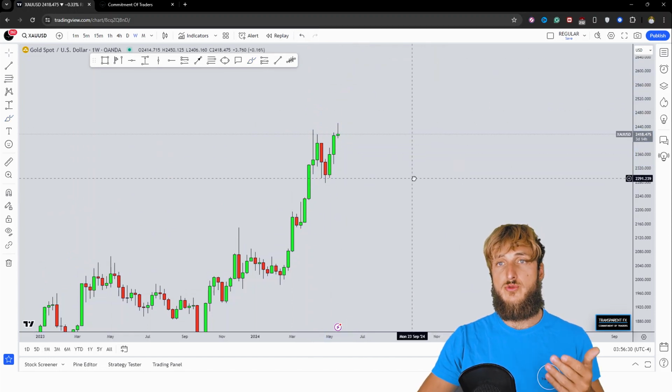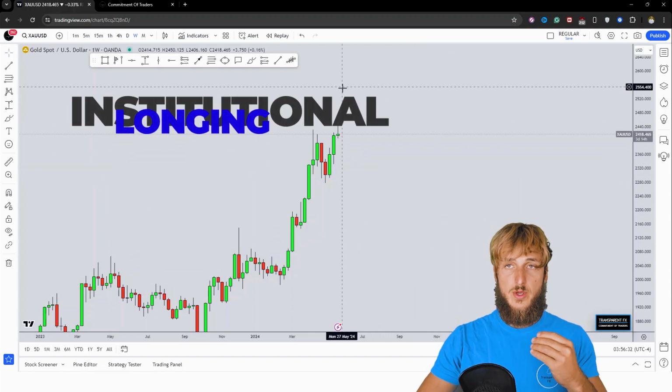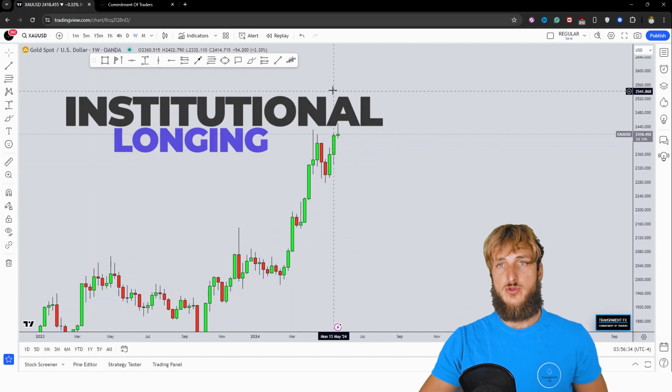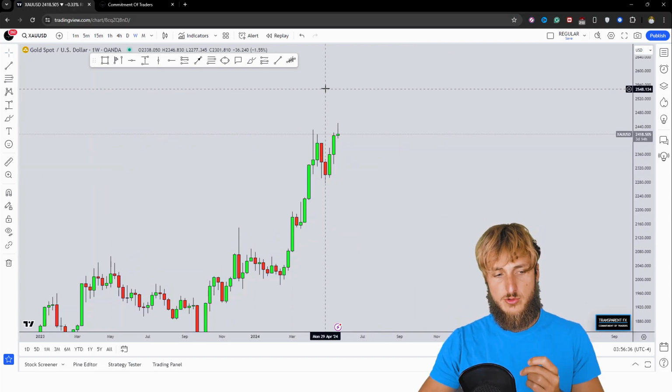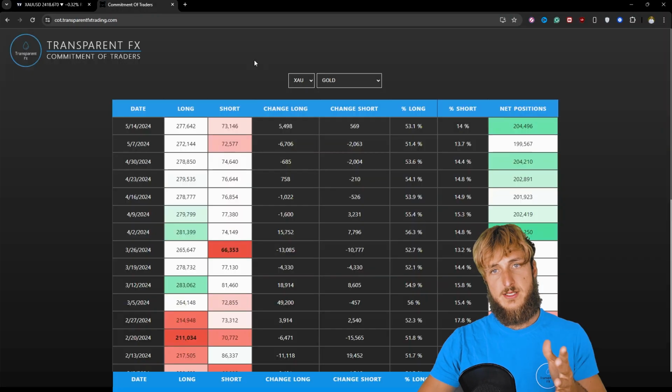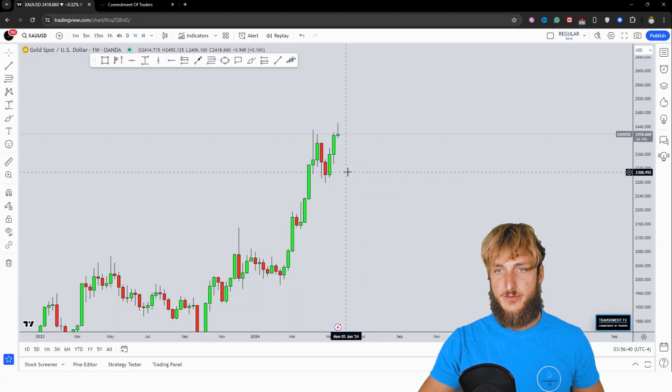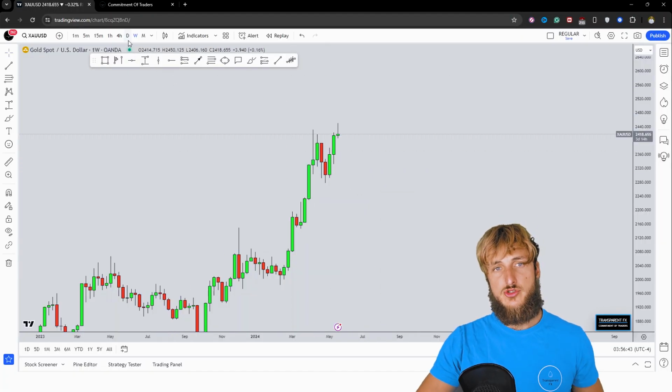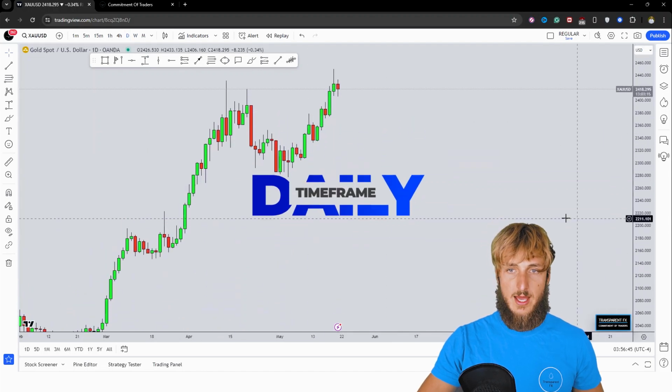And if we will continue to see institutional buying, we could see more continuation to the upside. And we will be speaking about institutional buying in just a few minutes when we move to the commitment of traders. But for now, let's drop that on the daily time frame and see what we have.